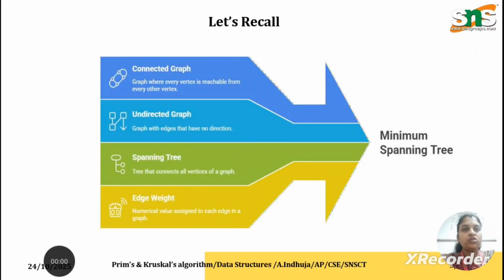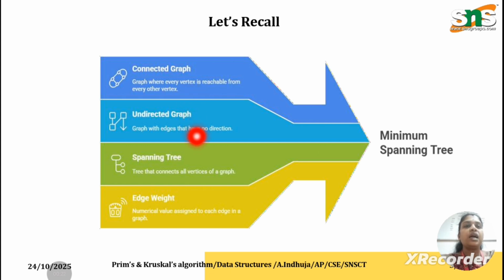So before going into Prim's and Kruskal algorithm, let's have a small recall about the terminologies in graphs. So a connected graph. What is a connected graph? It is a graph where every vertex is reachable from every other vertex. Those types of graphs are called connected graphs. In graphs we have strongly connected graphs and weakly connected graphs also.